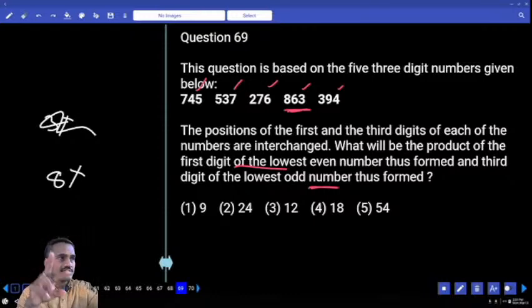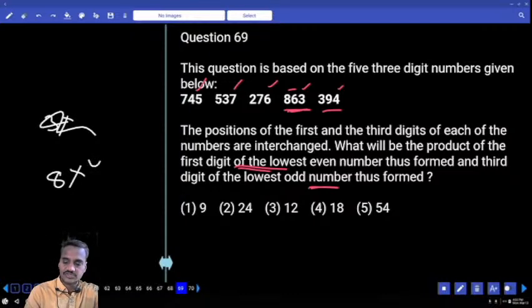Now first and third are interchanged, so it will go to the third place. And the product of the first digit of the lowest even number. This is the lowest even number, 493. Now in this one, the first digit is 4. Now 8 into 4, are you getting the answer here? Now question number 69.